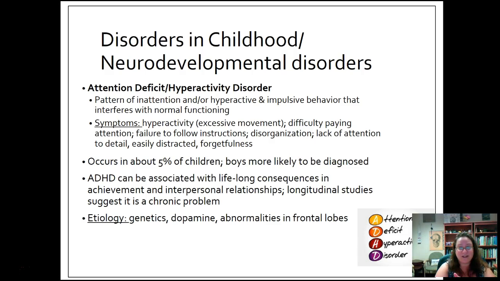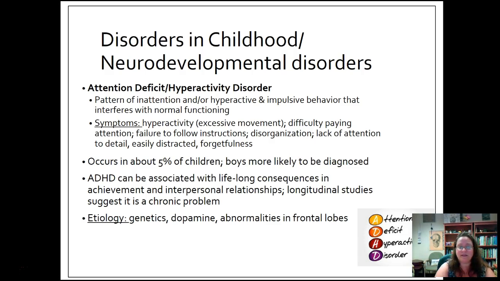diagnosed with ADHD as children many times still meet criteria for that diagnosis and still struggle with some of those same characteristics and patterns. So my husband has ADHD, and he still struggles with lack of paying attention, doesn't follow directions, really struggles with attention to detail, forgetfulness. So he still has those experiences, as a 30-something-year-old man.